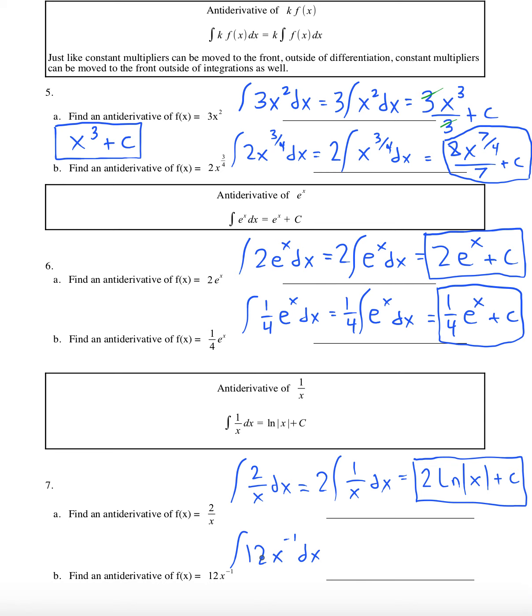Okay, we want the antiderivative of 12x to the negative 1. Pull the 12 out front. And now here, it may be tempting to use the power rule on that. But that's the one power of x that you can't do the power rule on. That's why we need this rule. So x to the negative 1 is 1 over x. So this is going to give us 12 ln x plus c.